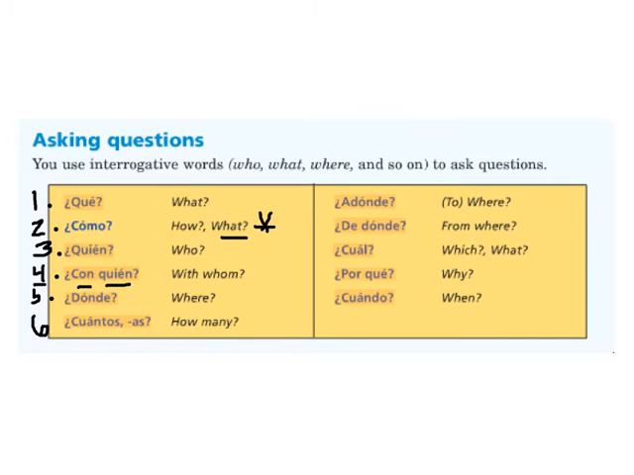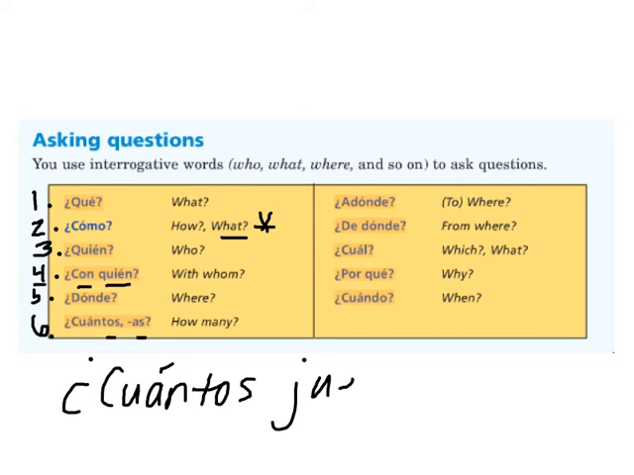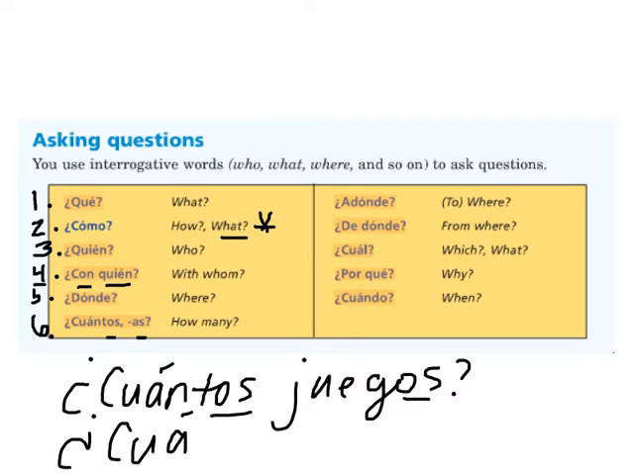But first we'll look at cuántos. Cuántos means how many. Like, ¿cuántos años tienes? How many years do you have? Is how you ask how old someone is. Notice that for cuántos, this is the only one, but you're going to need to make sure it agrees, masculine or feminine. So if you're asking ¿cuántos juegos? How many games? Because juegos is masculine and plural, cuántos will be masculine and plural. However, if you were asking how many apples, ¿cuántas manzanas?